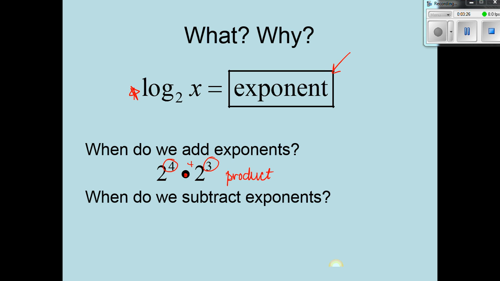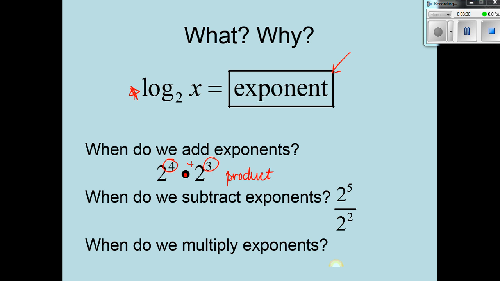Okay? When do we subtract exponents? When we have a quotient or a division sign. Same with logs. Okay? And when do we multiply exponents? Well, you guessed it. When we have a power to a power. So logs are essentially exponents, right? Because we use them to isolate exponents. So the properties we would use in exponents are the properties we would use in logs.